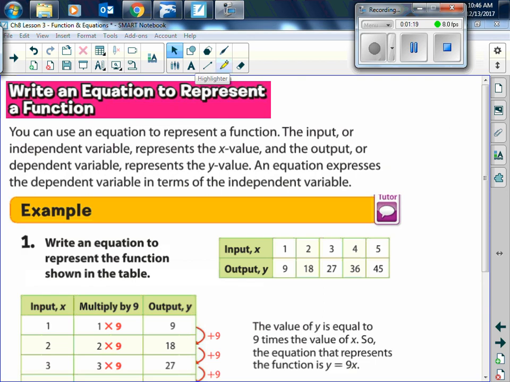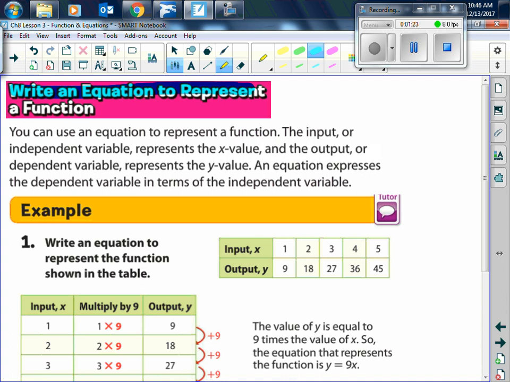So here, we are going to write an equation to represent a function. Please make sure you write down your heading. You can use an equation to represent a function. The input, or the independent variable, represents the x value.